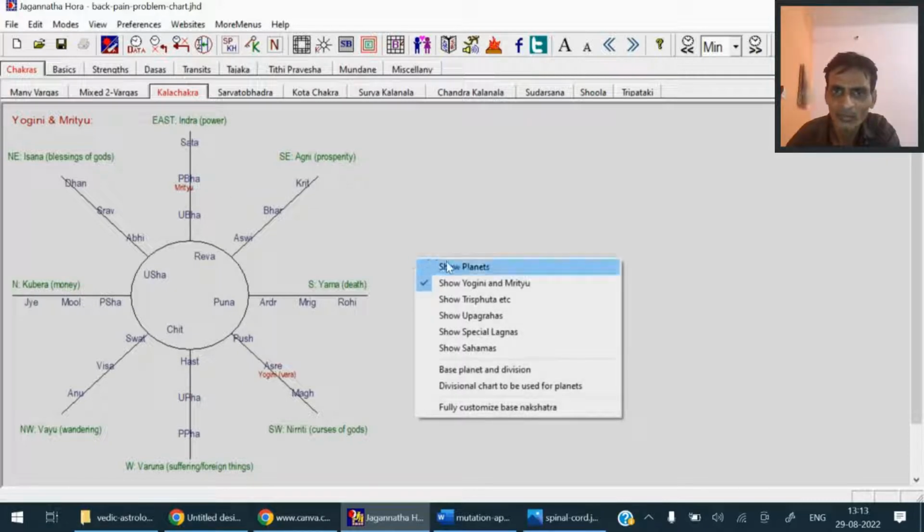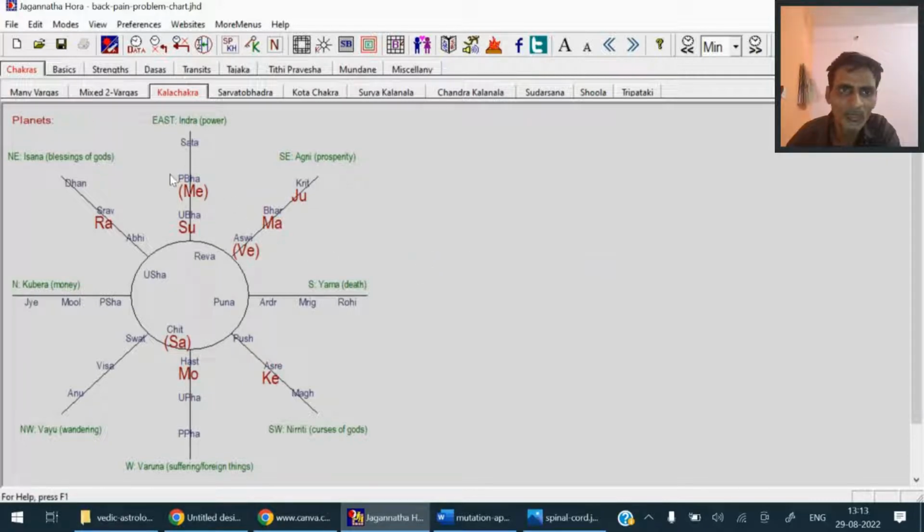Now show planets. As you can see, Mercury is placed in Purvabhadra and Ketu is placed in Aslesha. So both Mercury and Ketu are getting afflicted from Yogini and Mrityu. Mercury is the natural significator of the sixth house. Now when Mercury is afflicted, the sixth house will also get afflicted because Mercury is the natural significator of the sixth house.